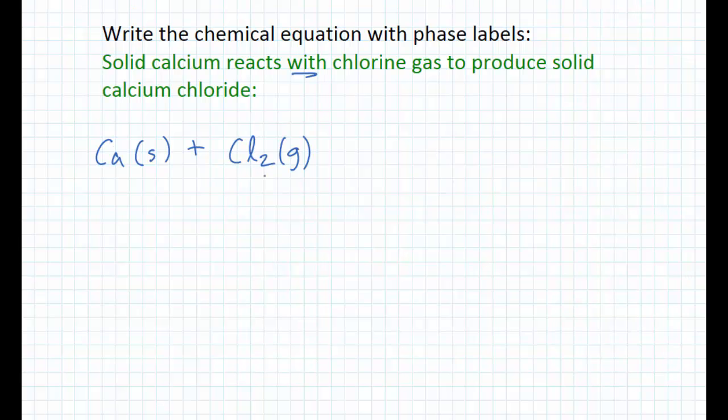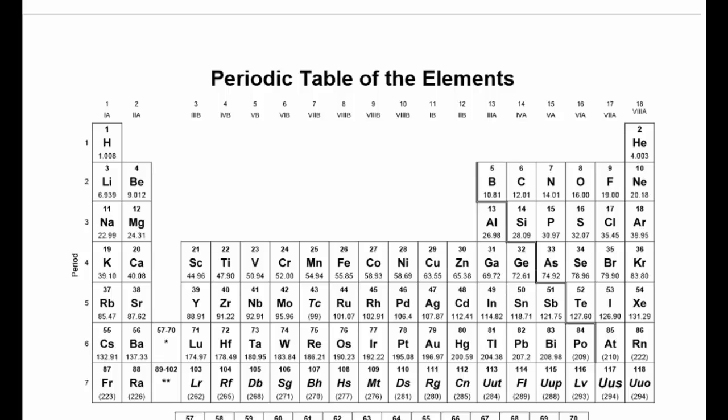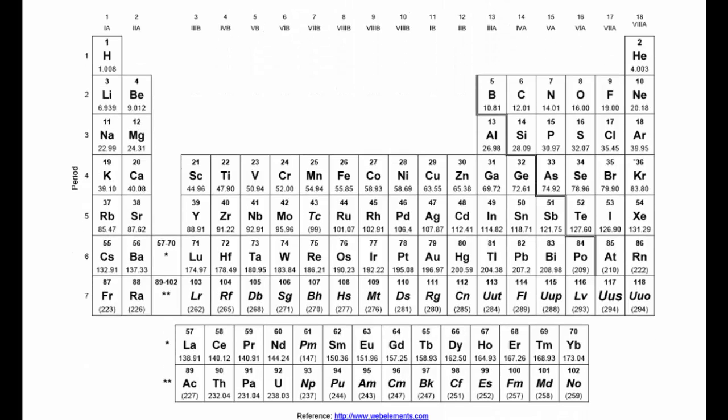So why do we have to do that? It just says chlorine gas up there in the problem. Why is it Cl2? The answer is sort of on the periodic table here. So how many elements are diatomic elements? We talked about that. Remember this?